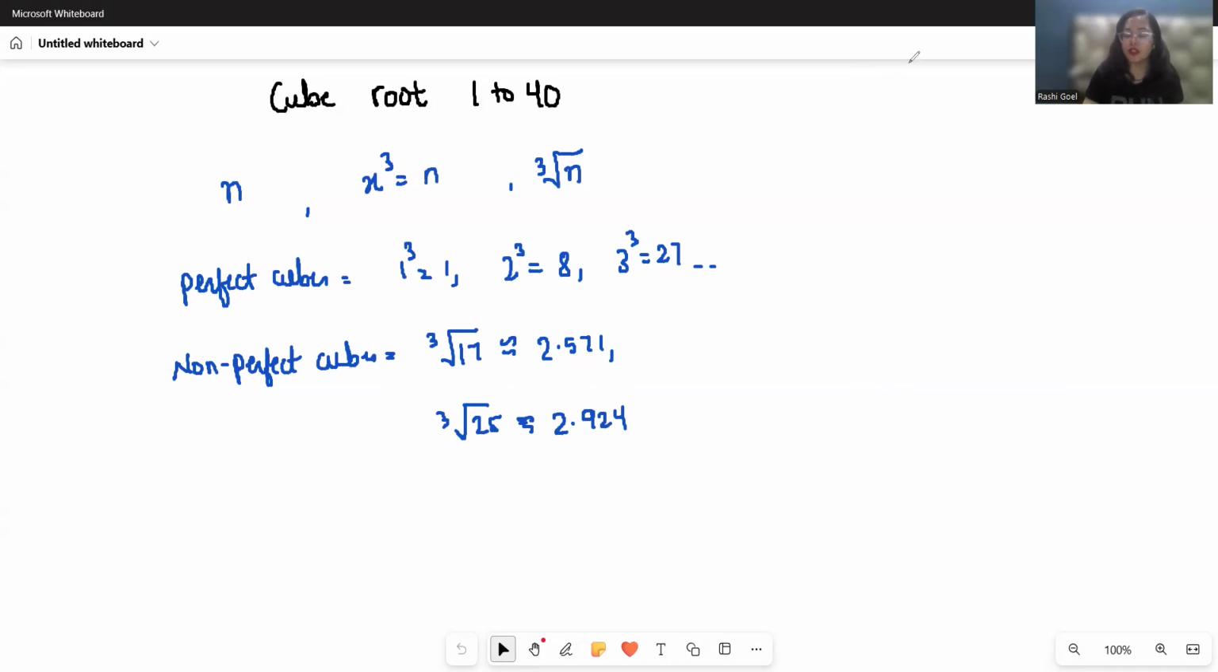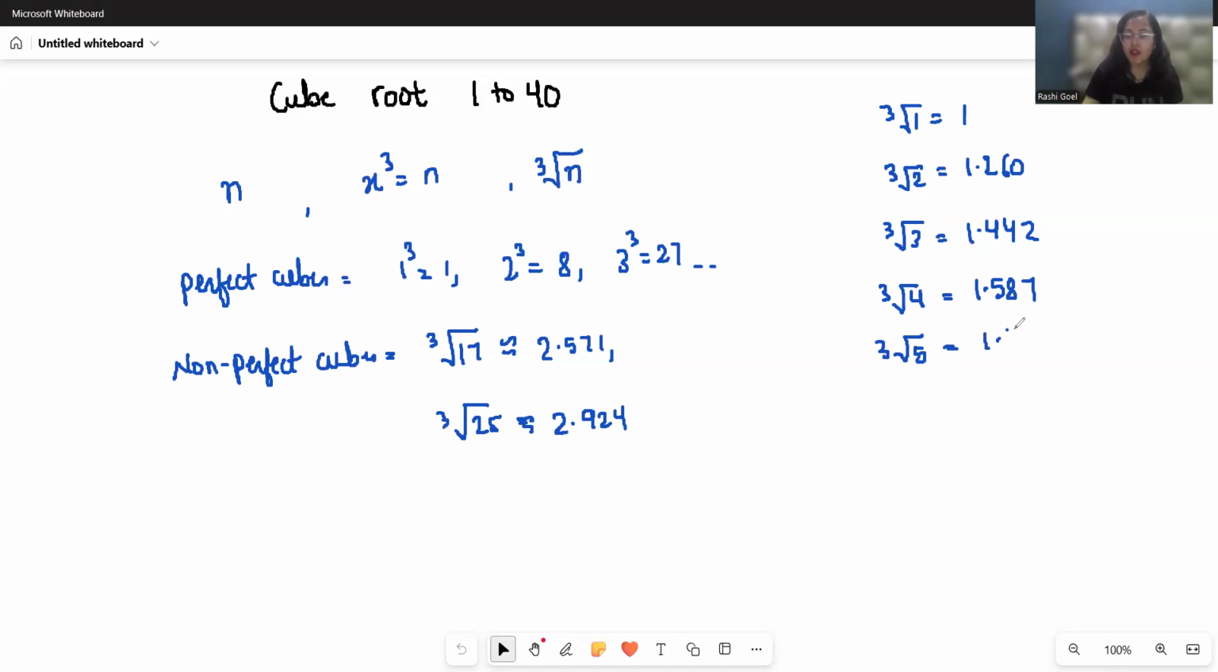So the cube root from 1 to 40, we can write it as: cube root of 1 is 1. Cube root of 2 is 1.260, which is not a perfect cube. Cube root of 3 is 1.442. Cube root of 4 is 1.587. Cube root of 5 is approximately 1.710. Similarly, cube root of 8, it's perfect.